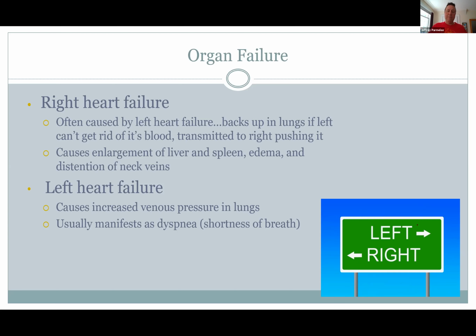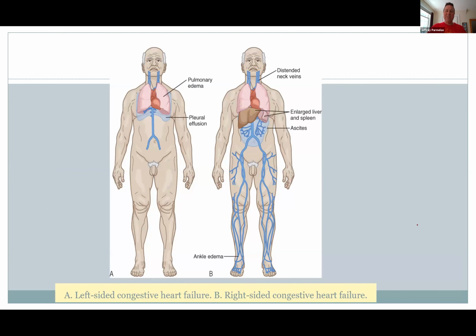Yeah, so you're going to have dyspnea, as shortness of breath. Yep. And so you can see, looking at left and right heart failure, you can see the difference. The right side here, look at all those veins swelling, because that's where the blood returns to that right side and you can't get rid of it. Yeah.